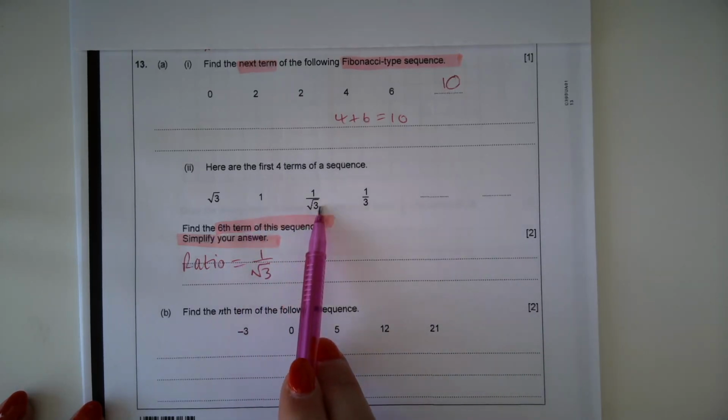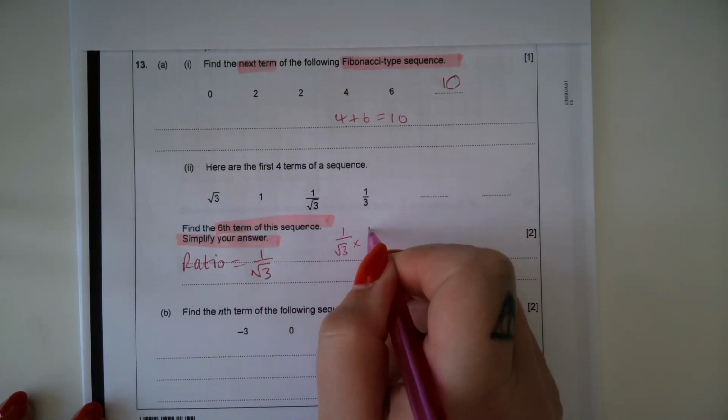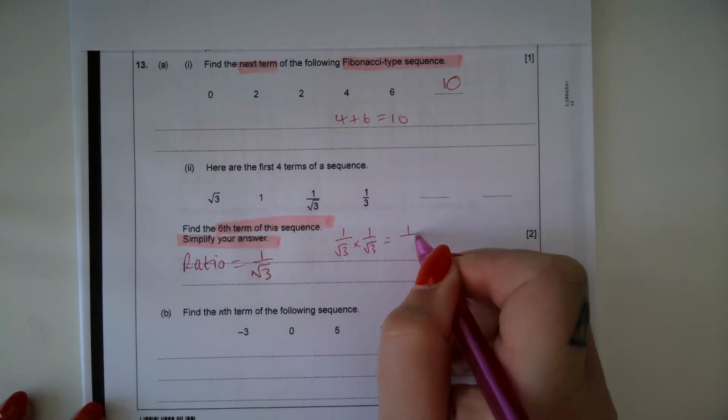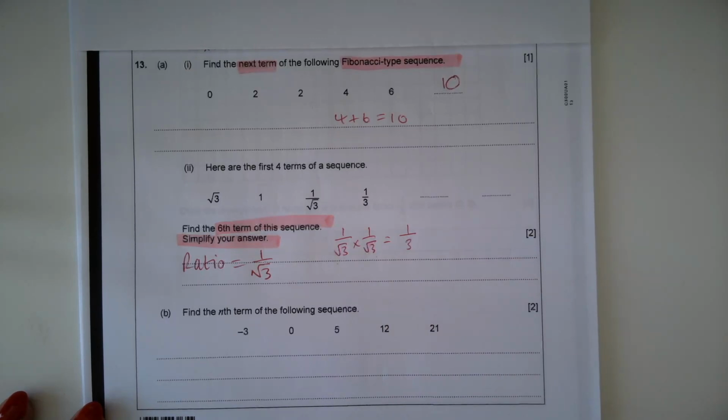1 times 1 over root 3 becomes 1 over root 3. 1 over root 3 times 1 over root 3 becomes 1 over root 9, which is 1 over 3. So we know that that ratio works.